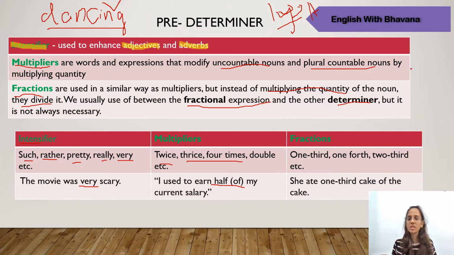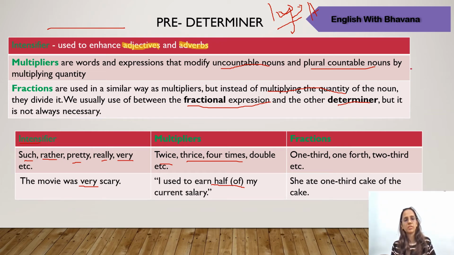Fractions always go into division: one third, two third, four third, that way. So that is known as fraction. Easy to understand? Okay. So now what we will be doing is we will be moving further for the same. Now I hope you have understood the predeterminers and determiners. So we will be moving to the next part of this topic.